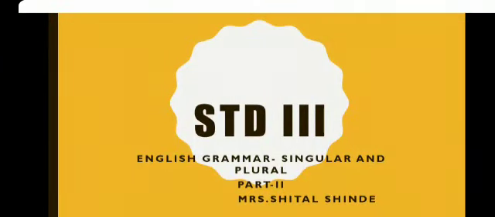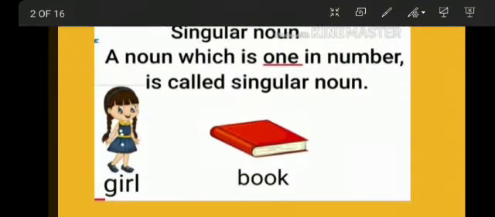Today we are going to learn singular and plural noun. In the previous session we have learned singular and plural noun and some rules with examples. Let us revise. What is a singular noun? A noun which is one in number is called a singular noun. A girl and a book are singular nouns.